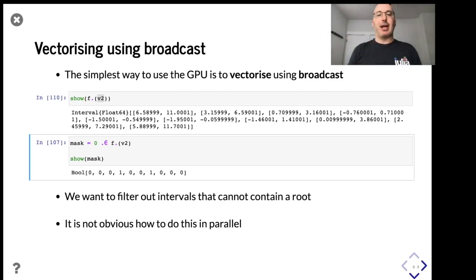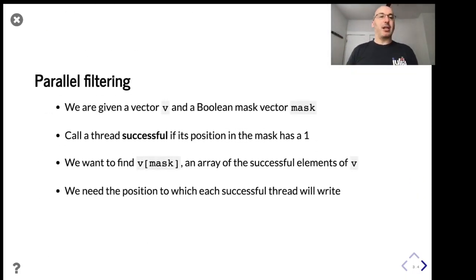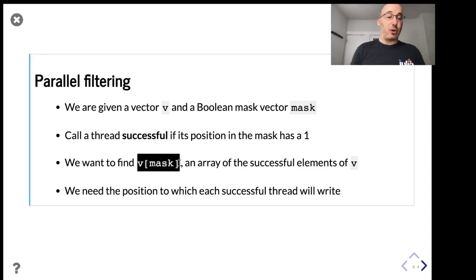And it's just not obvious how to do this in parallel. This was sort of the major stumbling block of applying this algorithm on the GPU. So how can we do this parallel filtering? We're given a vector v and a Boolean mask, and we're going to call a thread successful if its position in the mask has a 1. So we want to extract those elements that are successful. And normally we would write this using logical indexing as v[mask]. So we need to work out how to do this on the GPU.